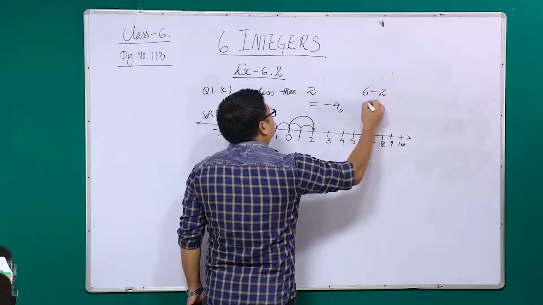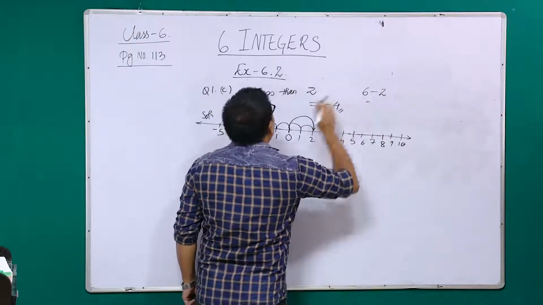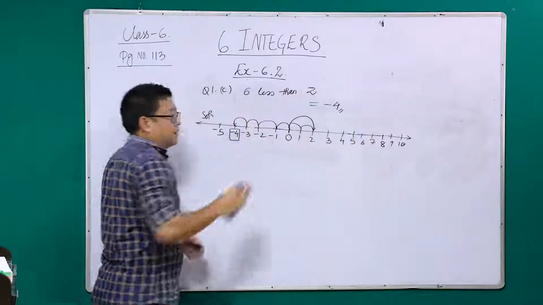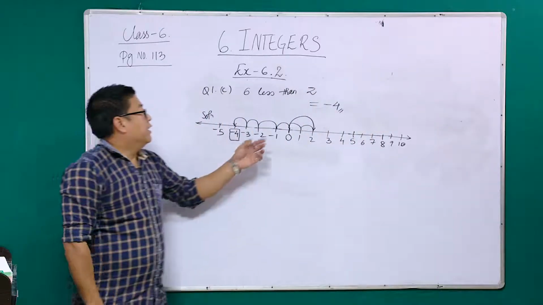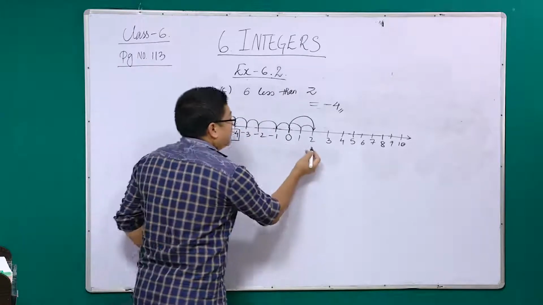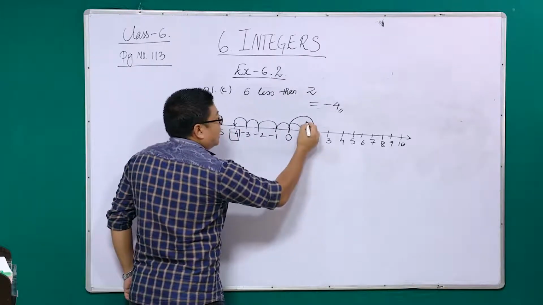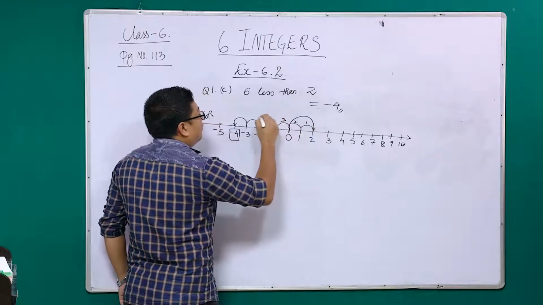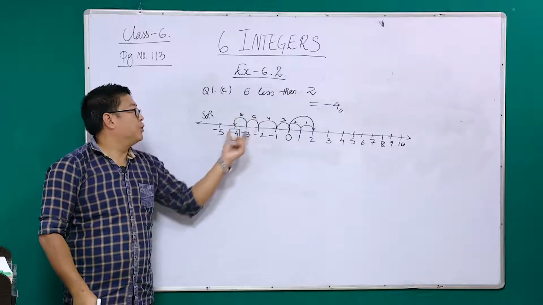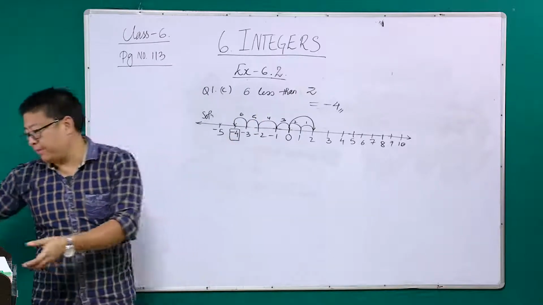It will look something like this. We will come to this later in the next part of the question. So 6 less than 2. When you talk about 6 less than 2, you come to 2 first, go back 1, 2, 3, 4, 5, and 6 places. The 6 less than 2 is nothing but minus 4. Okay?